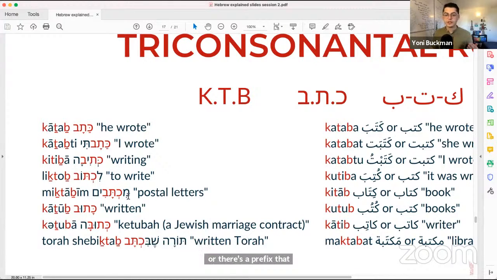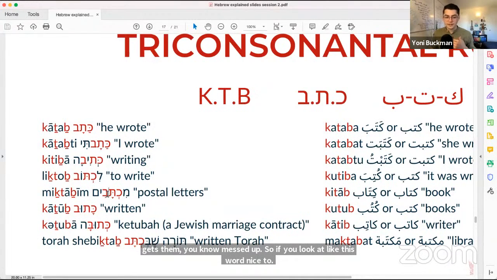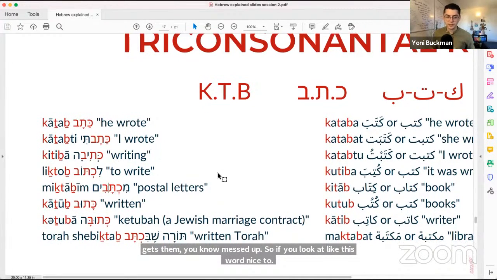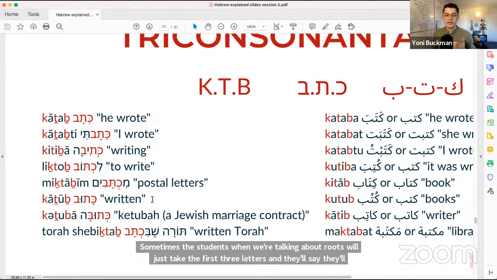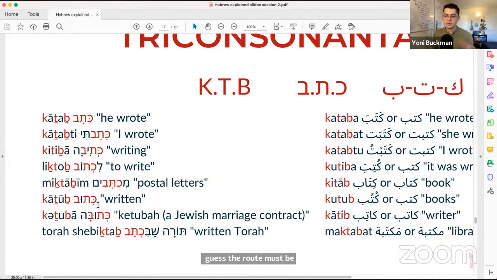Michtavim, sometimes a student, when we're talking about roots, will just take the first three letters and guess the root must be mem, kaf, tav. And I'm like, try again, right? This is a prefix, and then you have the im at the end, which is the suffix. But these are built off of these 3-letter roots, right? Katuv, written, again, you're just switching up the vowels.